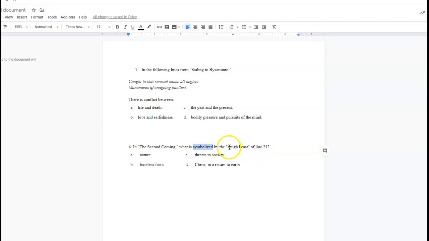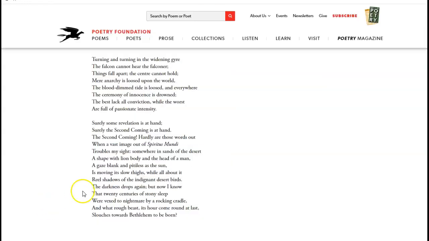That means rough beast does not mean an actual beast. He means it to stand for something else that he considers to be a beast or something that's attacking. But what is that thing? We have to figure out. Okay, so let's go to the poem. That line is here. And what rough beast? Its hour come round at last, slouches toward Bethlehem to be born.